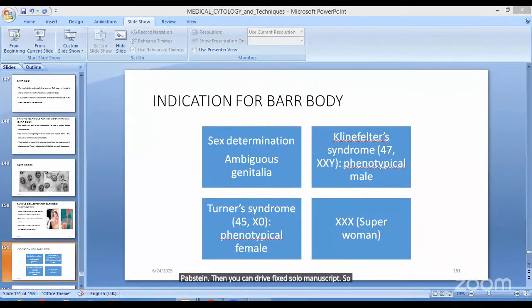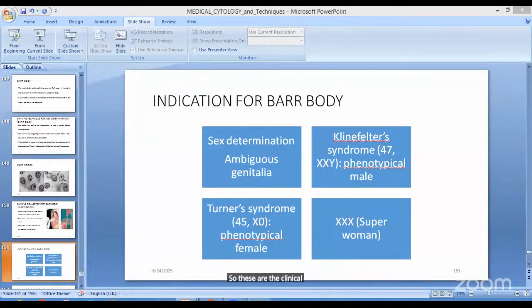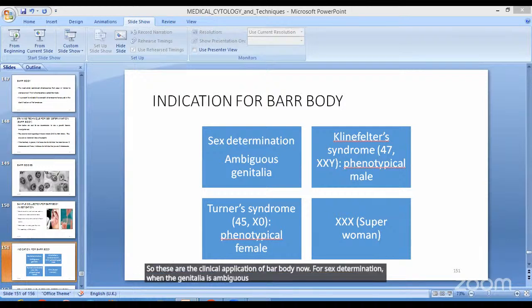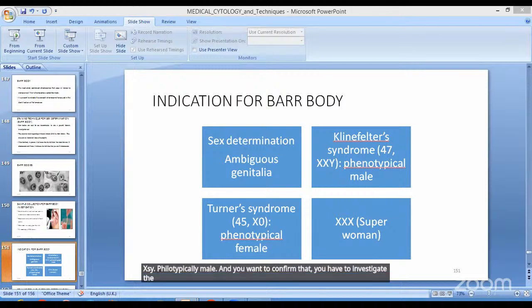So why should you do Barr body tests? These are the clinical applications of the Barr body. First, for sex determination: when the genitalia is ambiguous, the clinician cannot decipher whether it is male or female, so the Barr body must be investigated. Second, Klinefelter syndrome: chromosome number 47, XXY, phenotypically male.